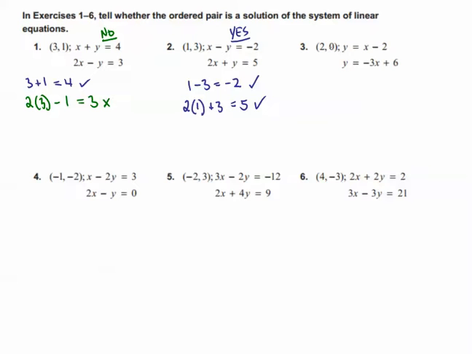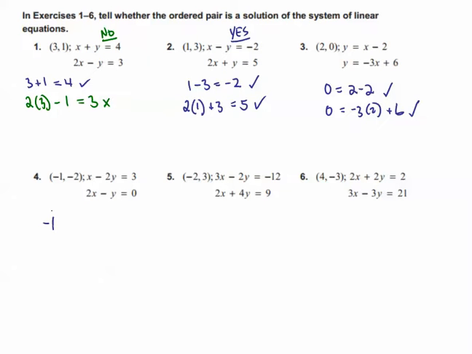In the next system of equations, it says y, which is 0, is equal to 2 minus 2. Is that true? Yes, it is. The next equation, 0 is equal to negative 3 times 2 plus 6. Negative 3 times 2 is negative 6 plus 6. That is true also. Next system of equations.